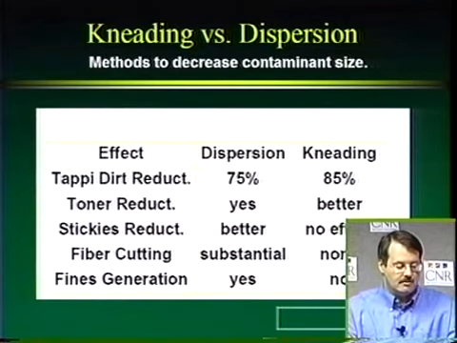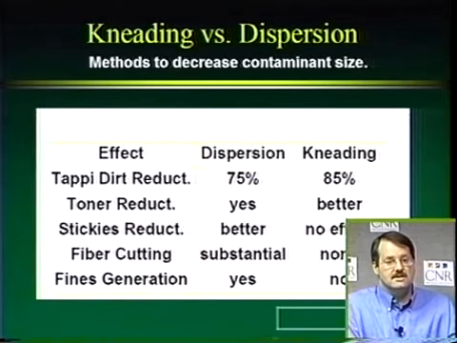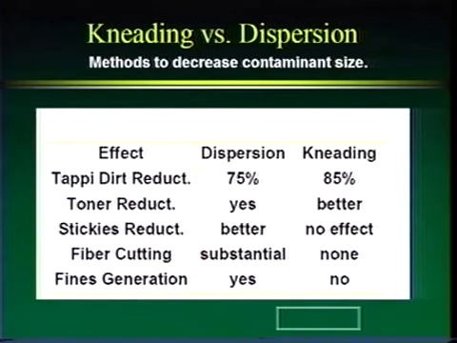Okay, so again, some more comparison, some of the effectiveness, pluses and minuses of kneading and dispersion. One study shows that disc dispersion is going to break down TAPPI dirt 75%. TAPPI dirt measures visible dirt. And so the dispersion can actually reduce that visible dirt by 75%. It might lower the brightness of our pulp, but we understand that. And kneading, 85%, so a little bit more effective.